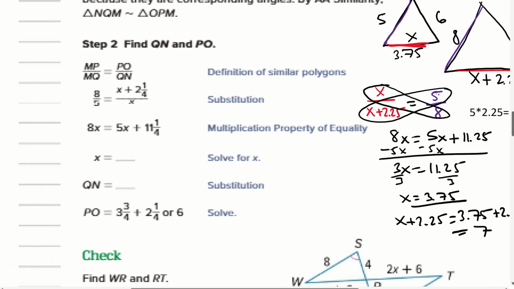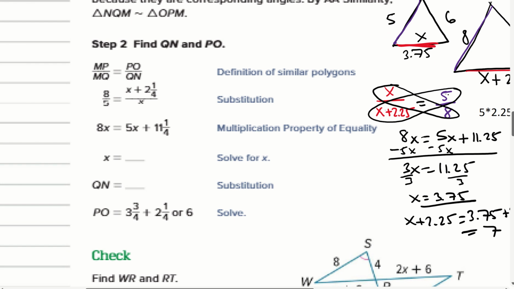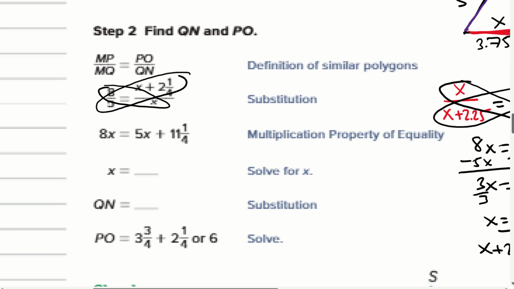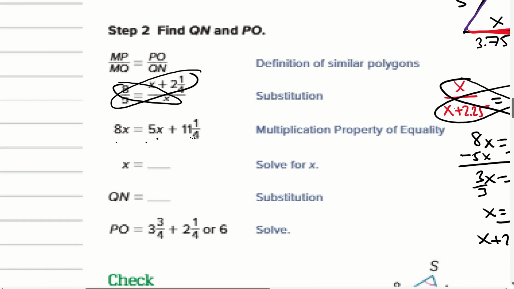All right, so let's go ahead and fill in the blanks here, so you can see how this looks. This is kind of what we did: cross multiply. That's a 5 there. So what did we get? This is 5x plus 11.25. Subtract 5x on both sides, that's what we did, and then solve it. And we got x is 3.75.